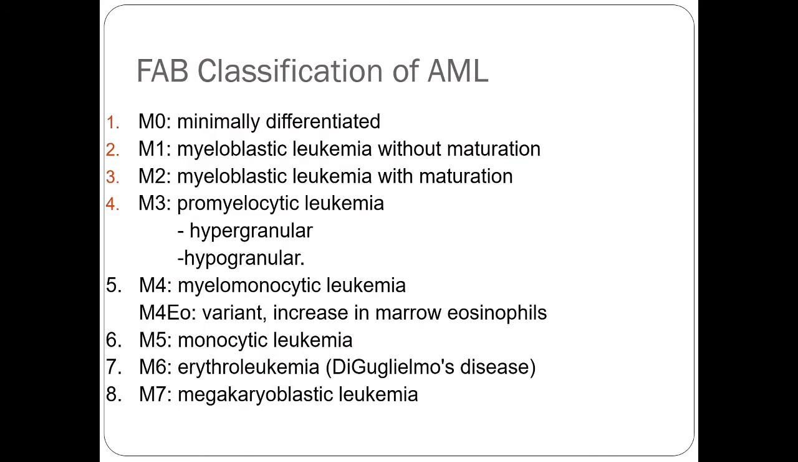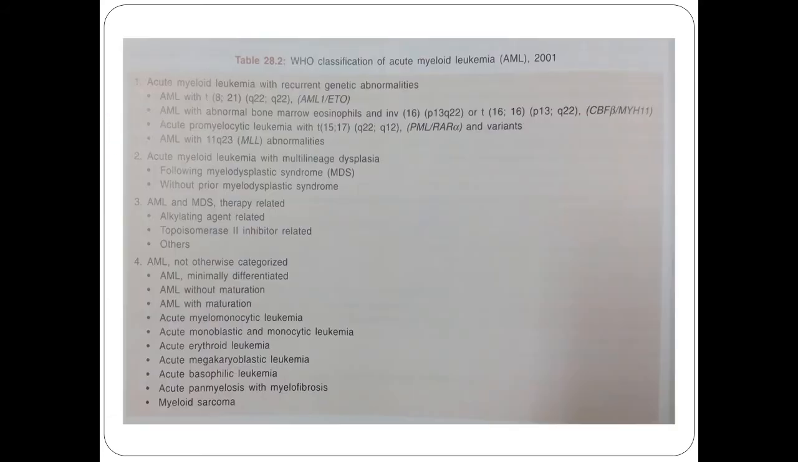Now, FAB classification for AML, M0 to M7. M0, minimally differentiated myeloblastic leukemia without maturation, M2 myeloblastic leukemia with maturation, M3 promyelocytic leukemia, in which promyelocytes are hypergranular or hypogranular. M4 myelomonocytic leukemia, in which the other variant is E0, in which the bone marrow eosinophils increase. M5 monocytic leukemia. M6 erythroleukemia. M7 megakaryoblastic leukemia.